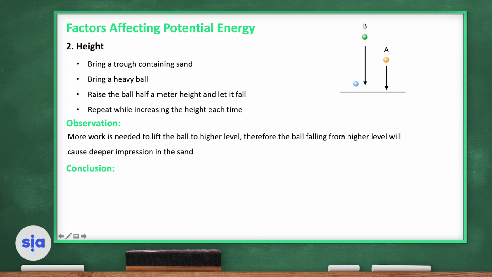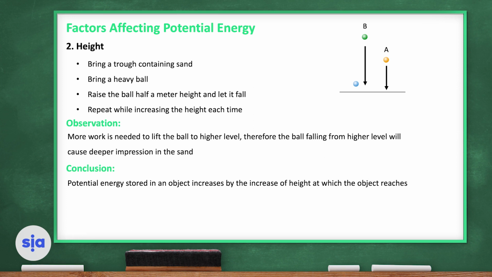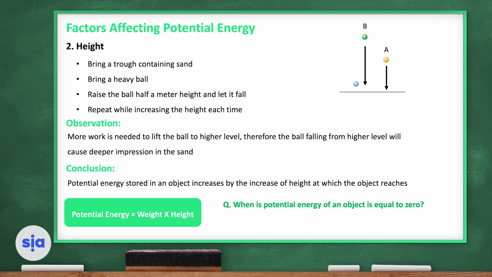And the conclusion is potential energy stored in an object increases by the increase of height which the object reaches. So 2 factors until now affecting potential energy: the weight of the object and the height. Therefore, potential energy could be calculated by weight multiplied by height.